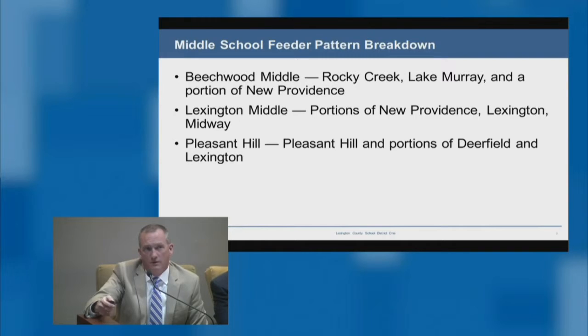And so moving to Lexington Middle School, portions of New Providence, Lexington Elementary, and Midway Elementary School would feed Lexington Middle. And then Pleasant Hill, all of Pleasant Hill, and then a portion of Deerfield and a portion of Lexington Elementary would feed those areas.